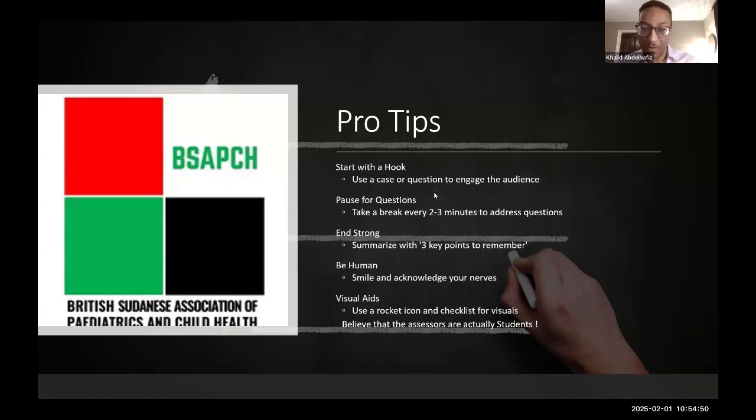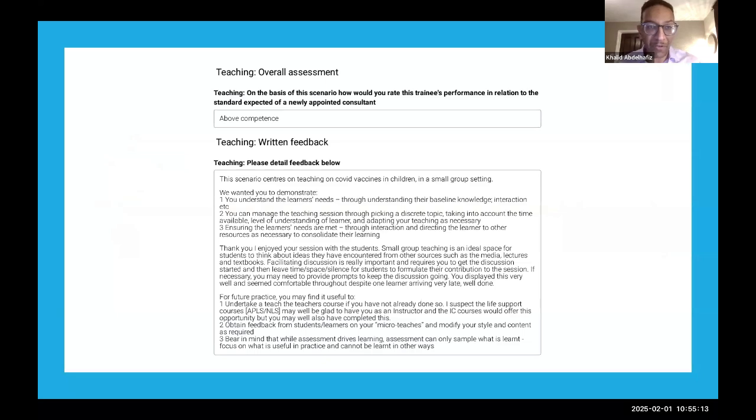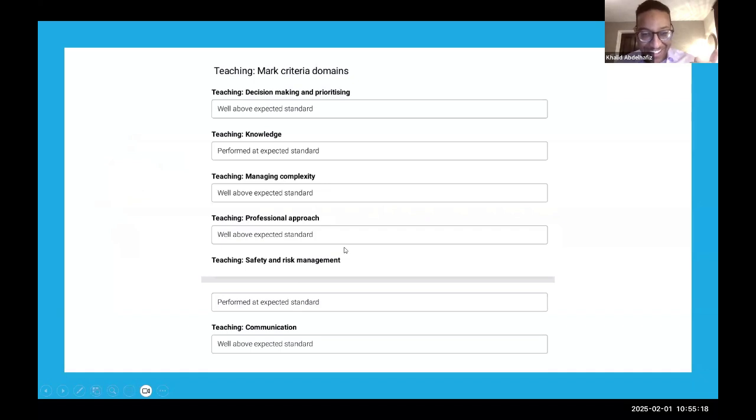Right? So before I finish, I wanted to show you my own start, okay? It's a topic that I didn't know anything about. As I said, it was about COVID vaccination in children. It's not something that I've even explored a lot. And you can see that, yeah, the marking was absolutely fine. It's funny that when it comes to the knowledge, it's just the expected standard, because basically I didn't know anything more than what would be expected.